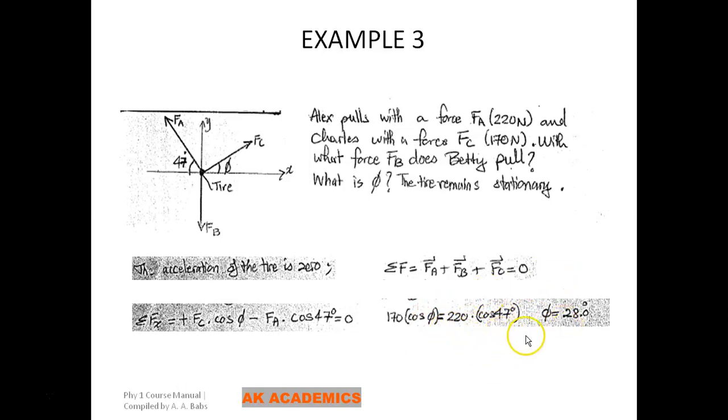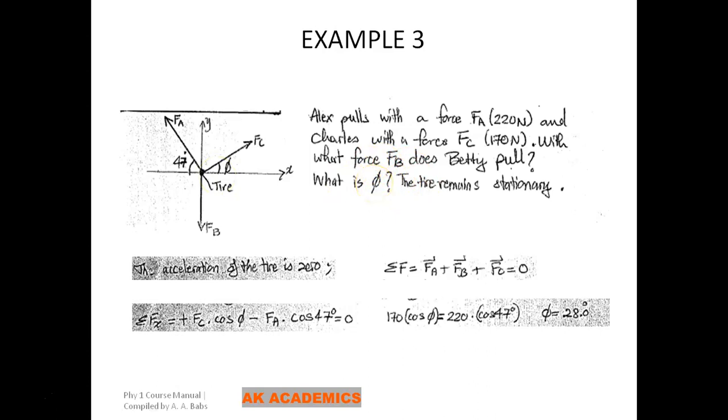Once you obtain a figure for that, your phi will therefore be cos inverse of whatever value you obtain by the time you divide what you have here by 170, and cos inverse of that will give us phi is equal to 28 degrees. We're not done yet, because we were asked to find Fb and phi. So we have found phi. How do we find Fb?